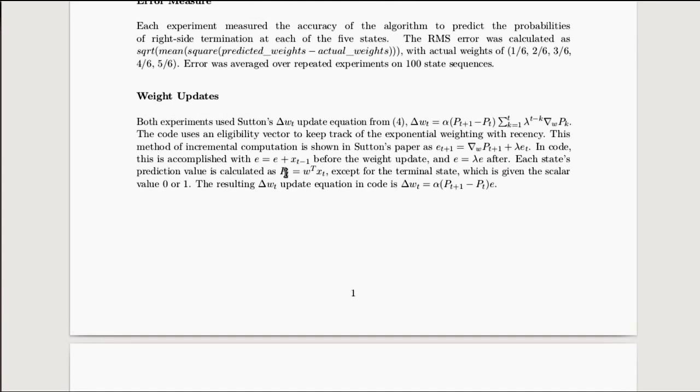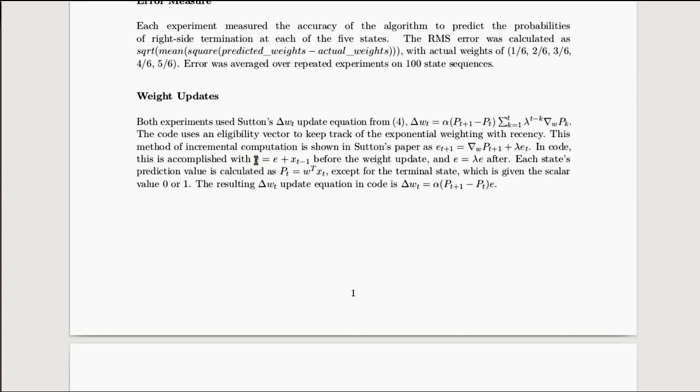The weight update equation is from Sutton's equation 4, which states that the delta of the weights at each step is the change from the current state to the last state, weighted by the learning rate, and then exponentially weighted by the recency of seeing each previous state. So the way this works in code is we actually use the eligibility trace vector, and that allows us to do it incrementally without having to keep all of the gradients.